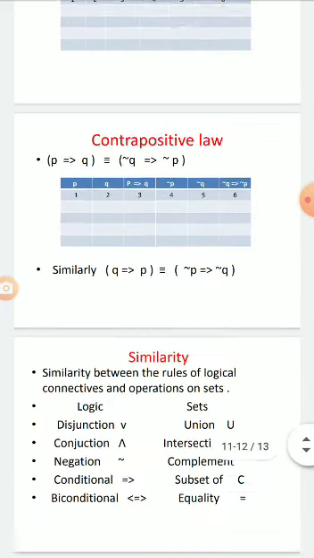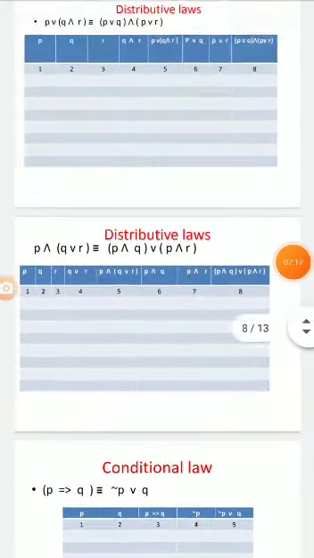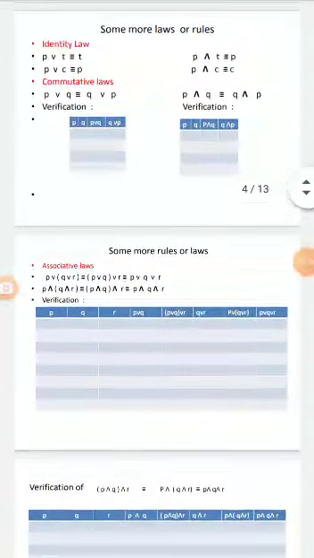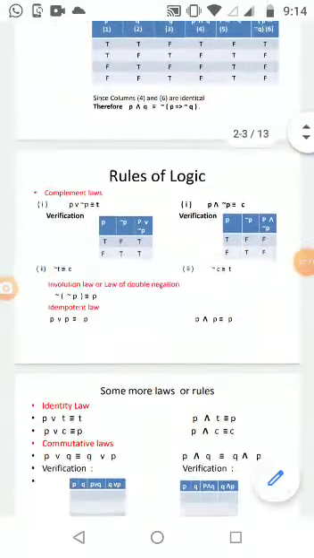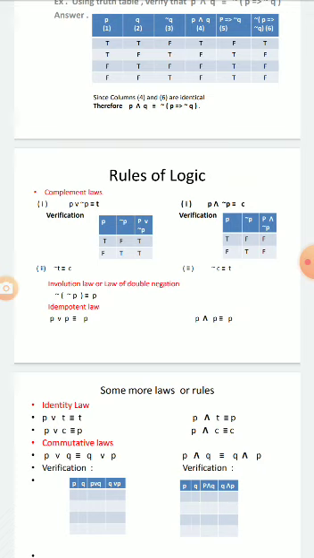So now let us go to the third slide, rules of logic. The negation of a tautology is equivalent to a contradiction.